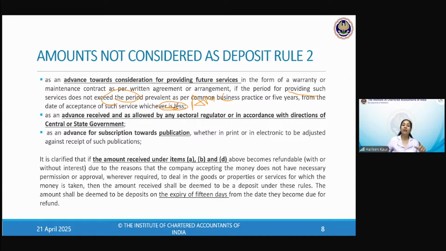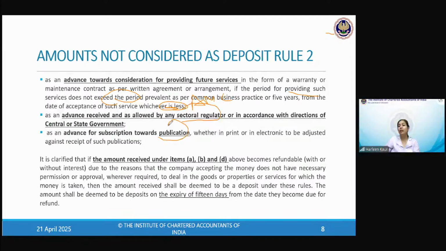So for the first 5 years, it is not a deposit. For the balance 10 years, it will be considered as a deposit. Clear? Any advance received by the sectoral regulator or according to the central and state government directions, again, it is not a deposit. Any advance received for subscription towards publication.